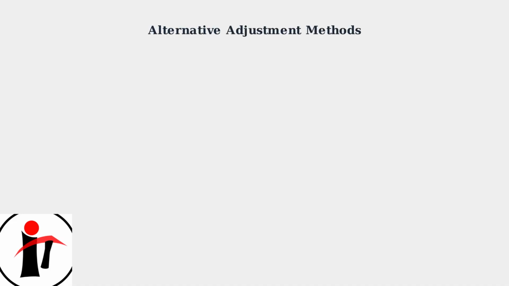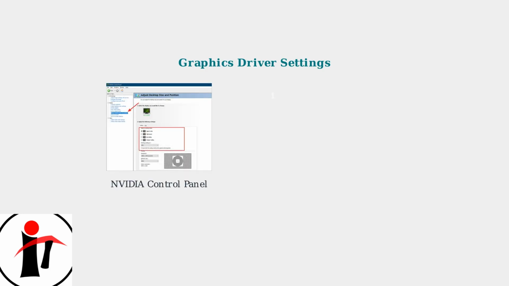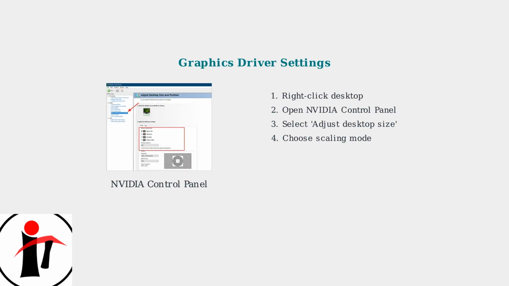Beyond the monitor's built-in menu, there are several alternative methods to adjust aspect ratios using your computer's software settings. The first alternative method uses your graphics driver control panel. Both NVIDIA and AMD provide comprehensive display adjustment options. For NVIDIA users, access the control panel by right-clicking your desktop. Navigate to Adjust Desktop Size and Position, where you can select different scaling modes.